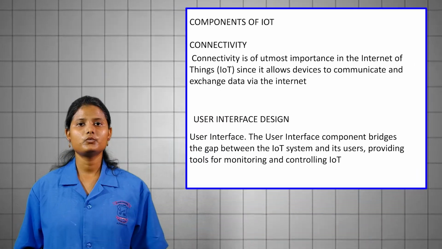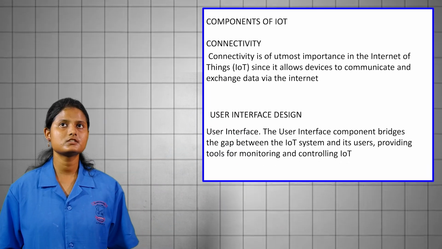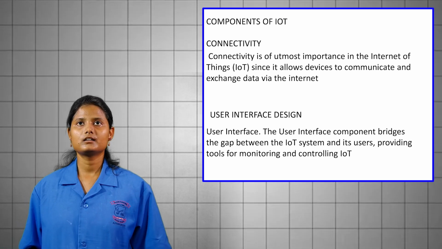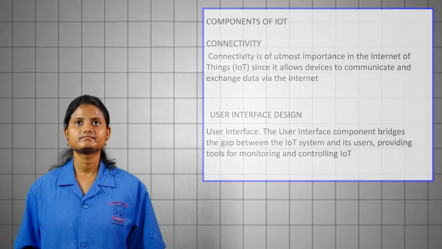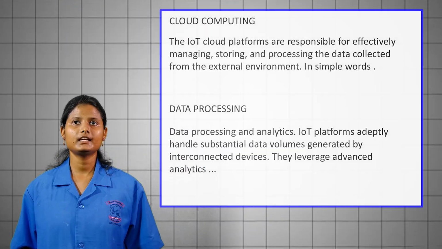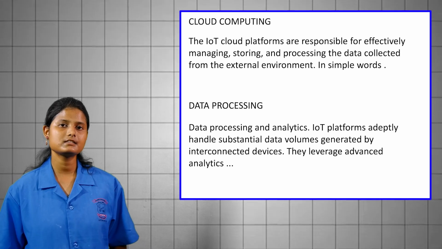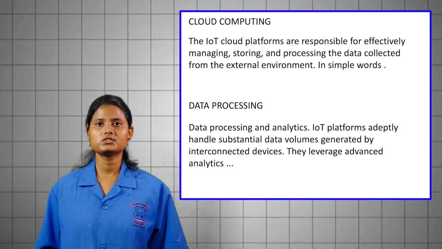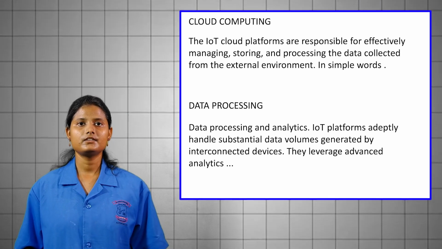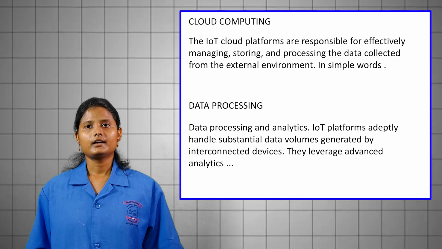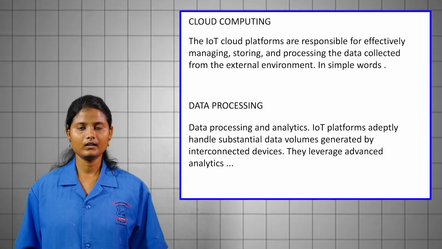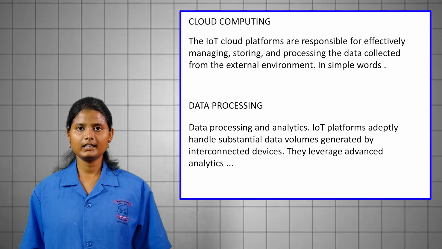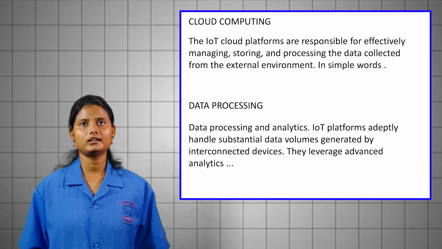The components of IoT: it has four main components, which are connectivity, user interface, cloud computing, and data processing. First, connectivity is nothing but data being connected from one machine to another machine, which is called a device, and it is also connected through the internet. This is called connectivity. The data is shared and stored in a database.